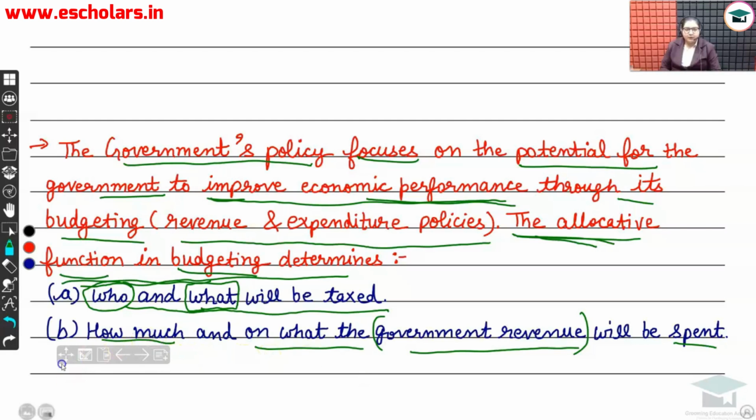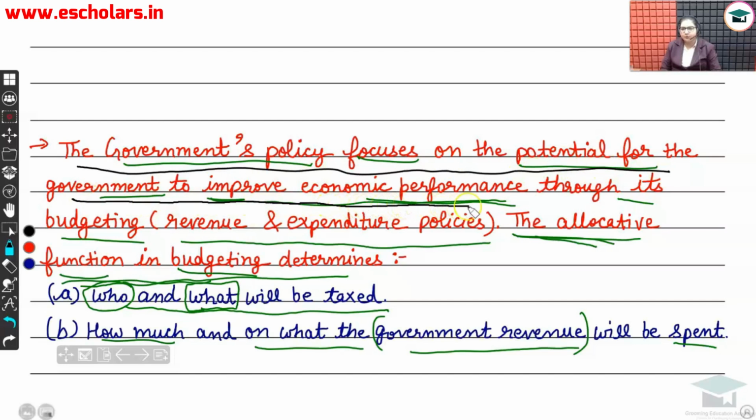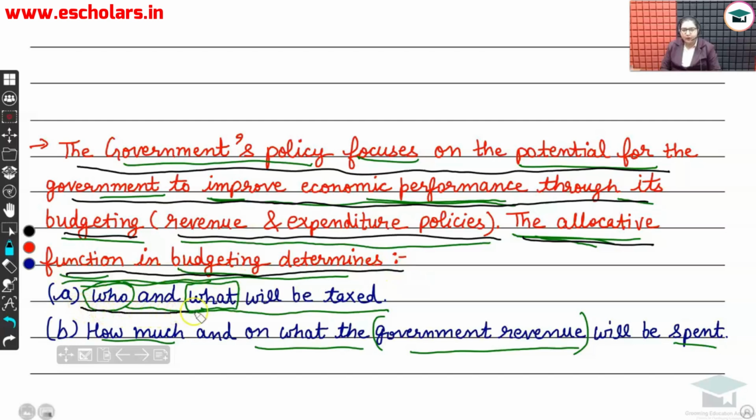Okay. So let's recall it till now. The government's policy focuses on the potential for the government to improve economic performance through its budgeting, that is revenue and expenditure policies. The allocative function in budgeting determines A, who and what will be taxed, B, how much and on what the government revenue will be spent.